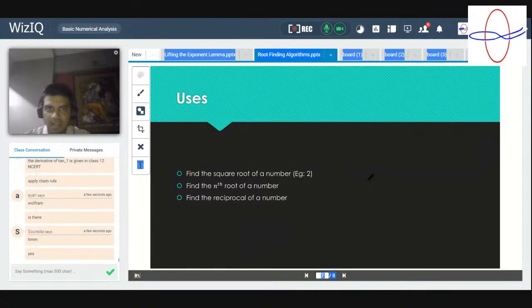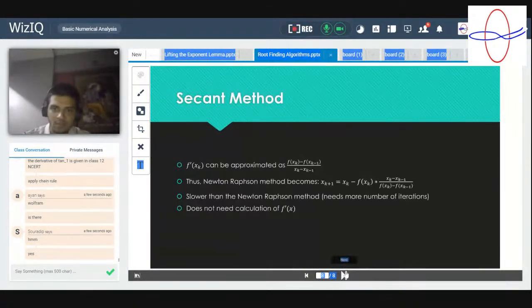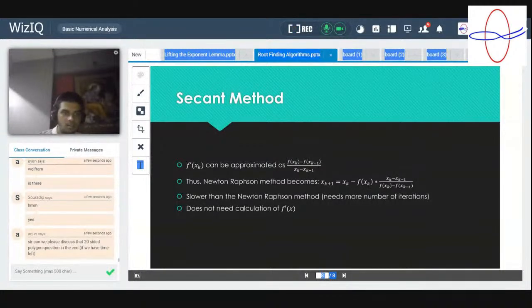Right, so we have one final method that we'll do at the end of the class. One final method to do this that I'll be discussing is a simplification of the Newton-Raphson method, which does away with having to compute the value of the derivative. Why? Because we approximate the derivative as f of xk minus f of xk minus 1 upon xk minus xk minus 1.